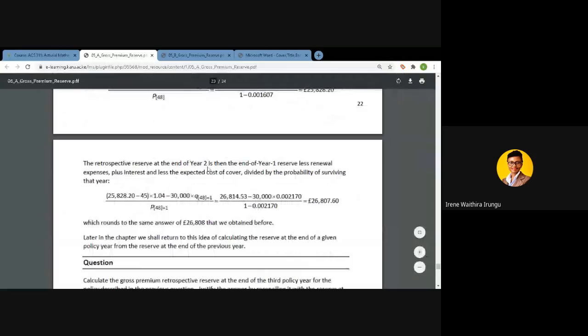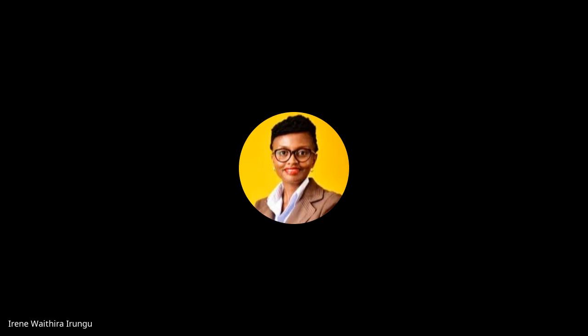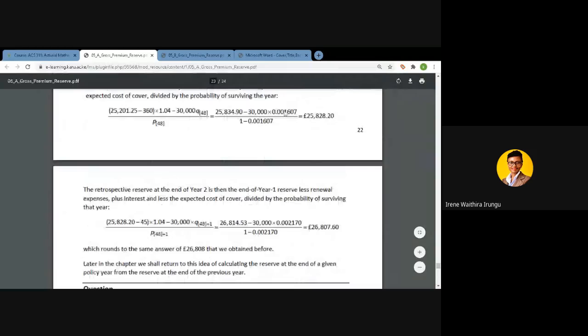year. So if you did the same for the reserve as at the first year, then this should have been the value, 25,828, which you can verify using the same approach. But now considering that you want to evaluate this accumulation as at the end of the first year.